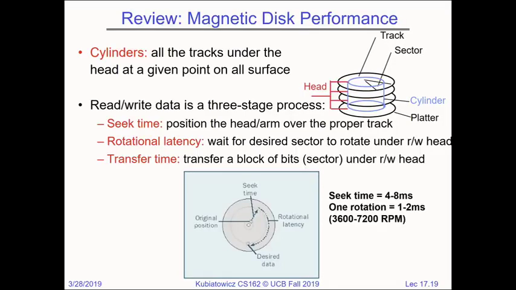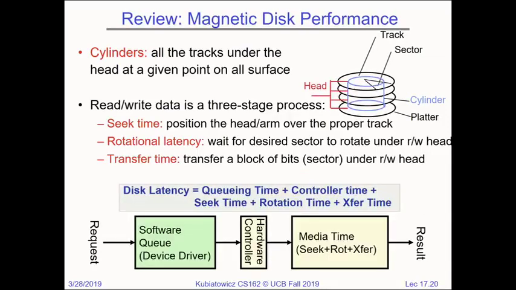Okay. Now, if we were to come up with a model of the disk, we'd find that disk latency has at least 5 components. People typically talk about queuing time when we talk about queuing theory in a little bit. That's the time it takes for the request to make it through the queue. Then there's the hardware controller, which is the time to get the command out to the actual disk itself. And then there's the seek plus rotate plus transfer time, which is those 3 components I just told you about.